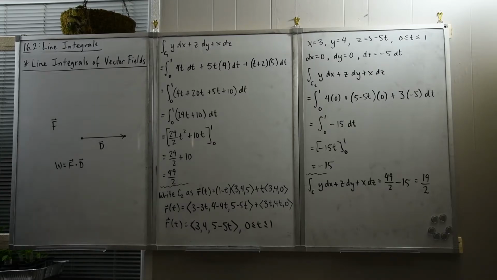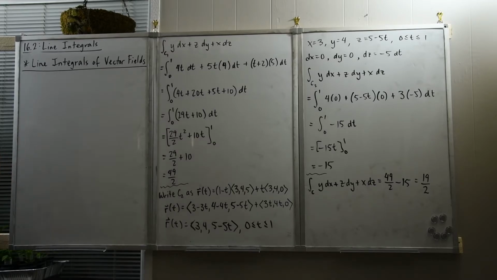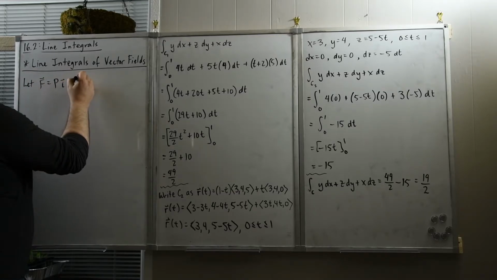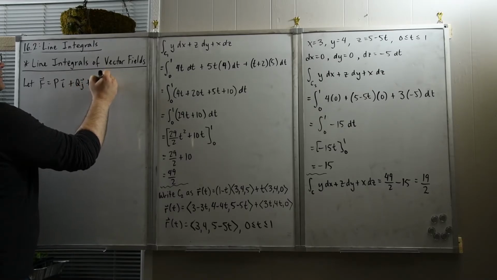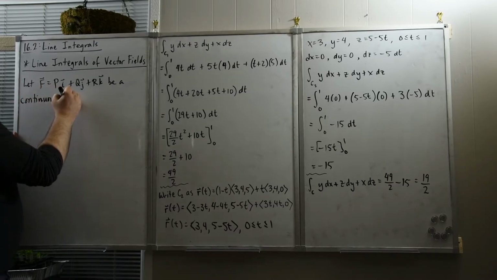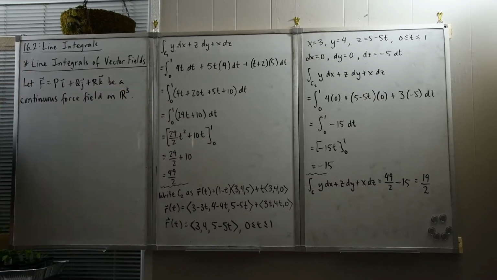But now what we're going to do is use this information to try to figure out something a little bit more. So let's suppose that you have some sort of continuous force field on R3. So we're going to let F equal Pi plus Qj plus Rk. We're going to let that be a continuous force field on R3. And so what we're going to want to do is figure out the work done by this force in moving a particle along a smooth curve C.